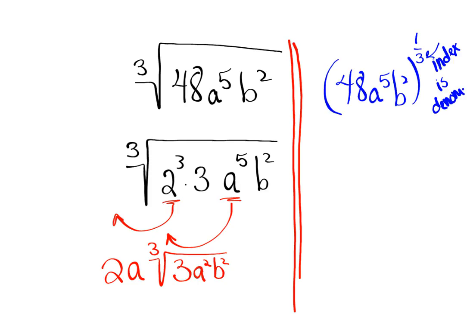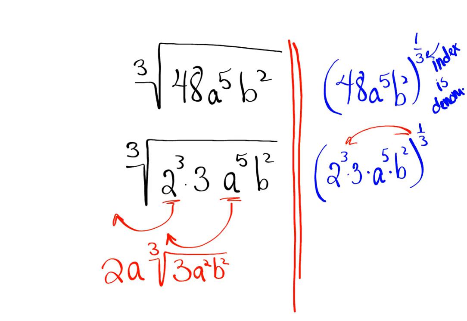So, let's rewrite this in a form here. This was 2 cubed times 3 times a to the fifth times b squared. Let's use our exponent rules, which says I am going to distribute that 1/3 into each one of these exponents. So now I get 2 to the 3 over 3 times 3 to the 1 over 3 times a to the 5 over 3 times b to the 2 over 3.